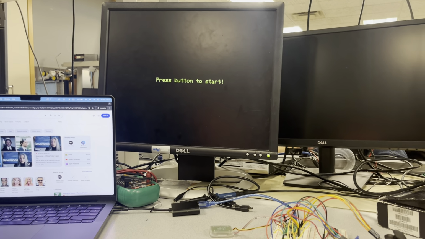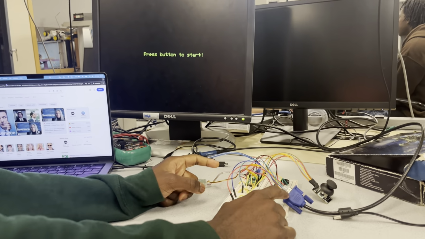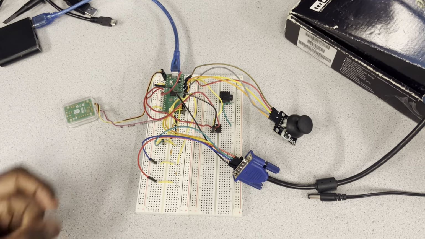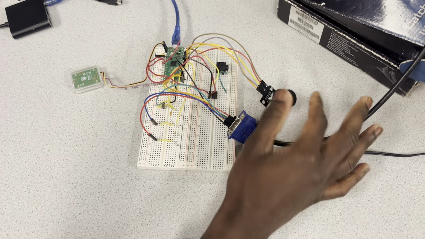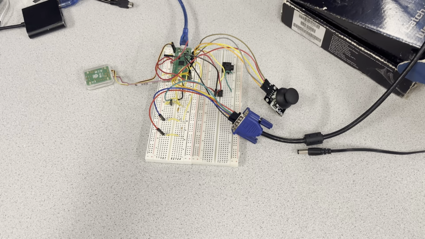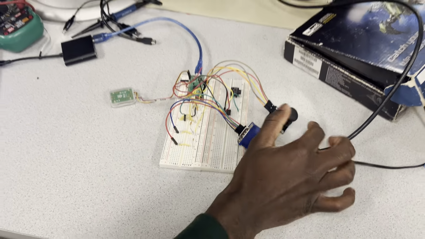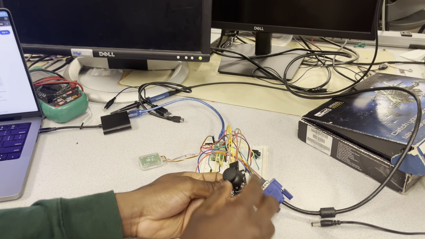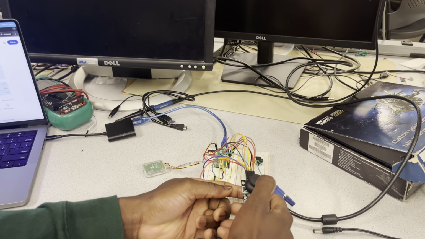All we have is the Pi wired up to the VGA, and we have this joystick using an ADC control. The joystick uses the ADC for moving up and down, but it also has a mechanical switch for pushing buttons down.